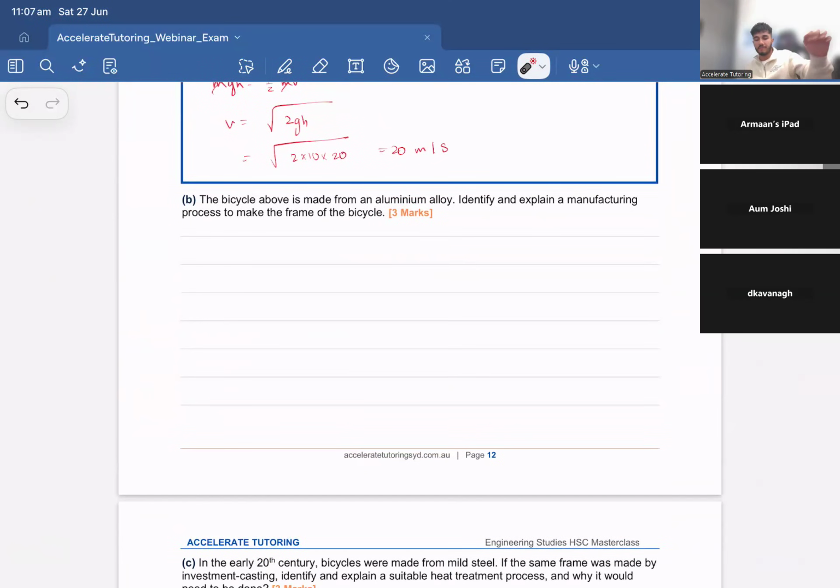Part B. The bicycle above is made from an aluminium alloy. Identify and explain a manufacturing process to make the frame of the bicycle. Does someone want to explain how we might do that?